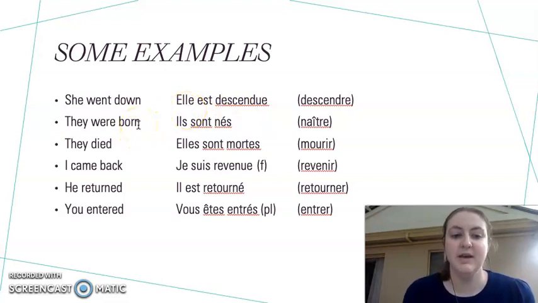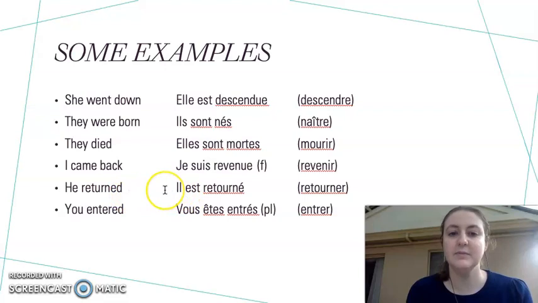Our next one, they were born, ils sont nés, we've added an S because it is plural. They died, elles sont mortes. So here we can tell from elles that it is all female and plural, so we've added an E and an S. I came back, je suis revenue. By adding an E, it indicates that the speaker is female.